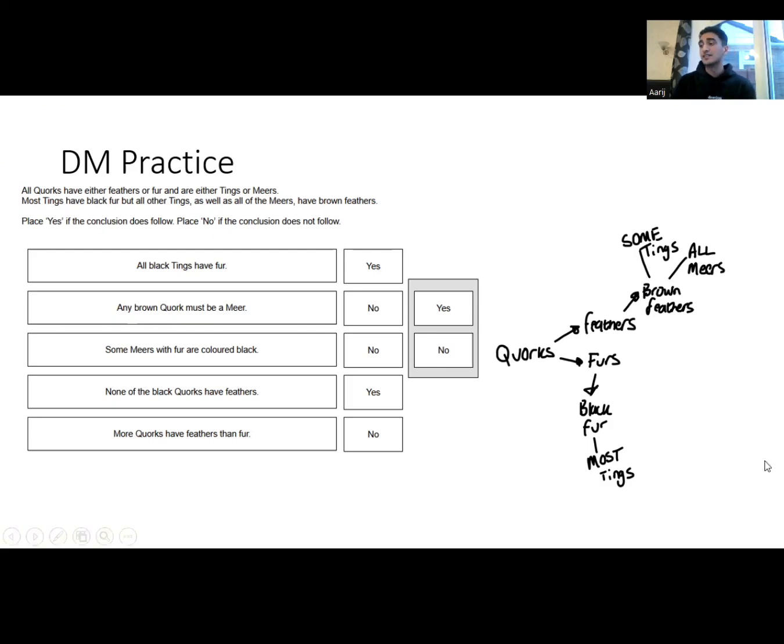So what I've done here is we know we're talking about quarks because that's the first bit given in the stem. We know that quarks can have either feathers or furs. So I've gone feathers, furs, and split it up into 2 branches. Then off that, I followed this second line and the end of this first line, where I split it up into brown feathers and black fur, which are most of the things. And then brown feathers can either be all of the maize, so all maize have brown feathers, or some of the things have brown feathers.